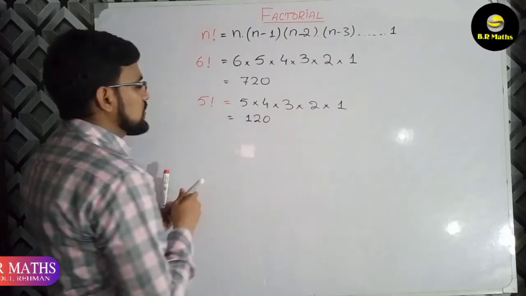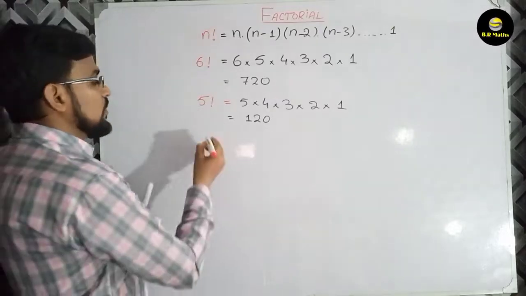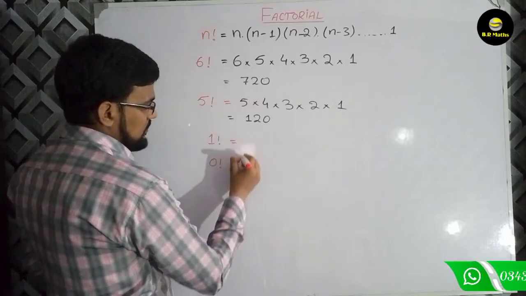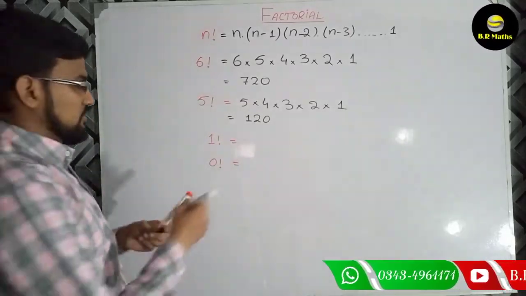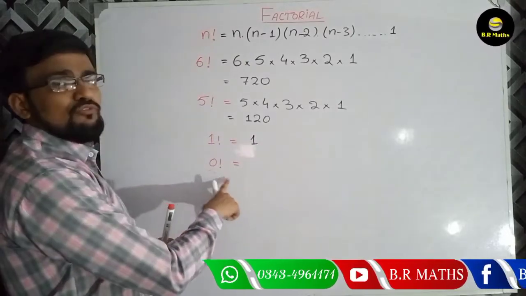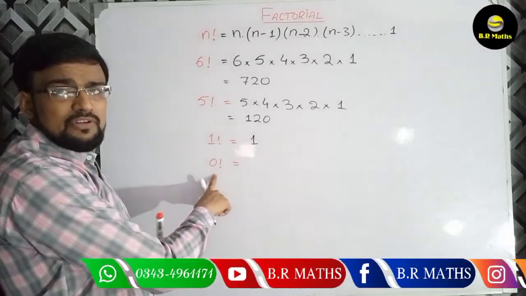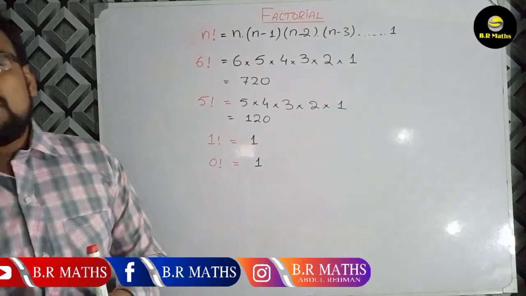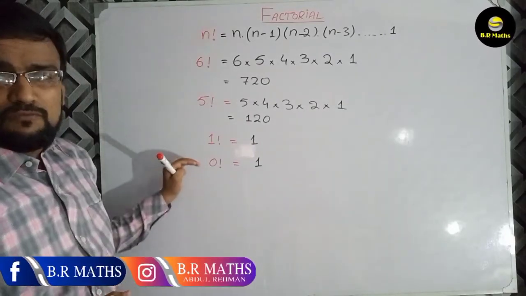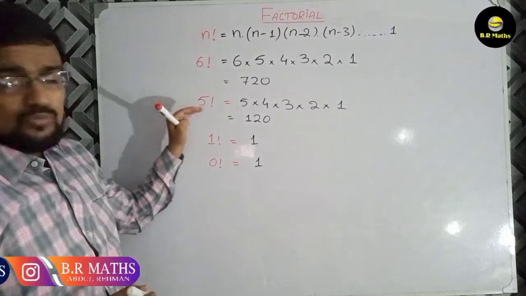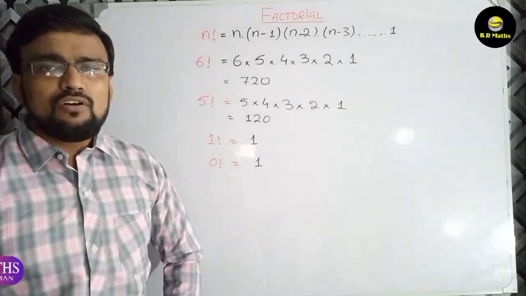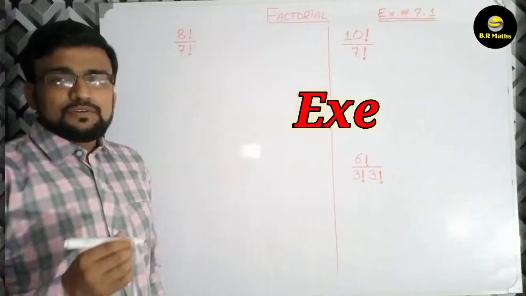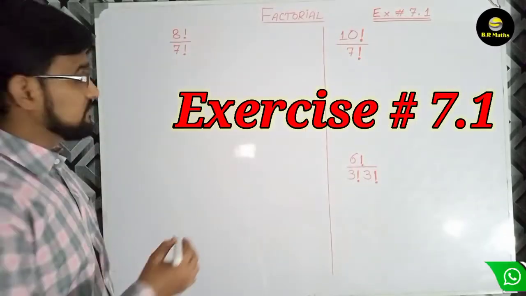This is equal to 120. And one more thing: 1 factorial and 0 factorial. 1 factorial is equal to 1, and 0 factorial, students remember this, is also 1. Okay, and this is the main factorial. Now next, let's move to the questions of exercise 7.1. So students, let's start the questions.